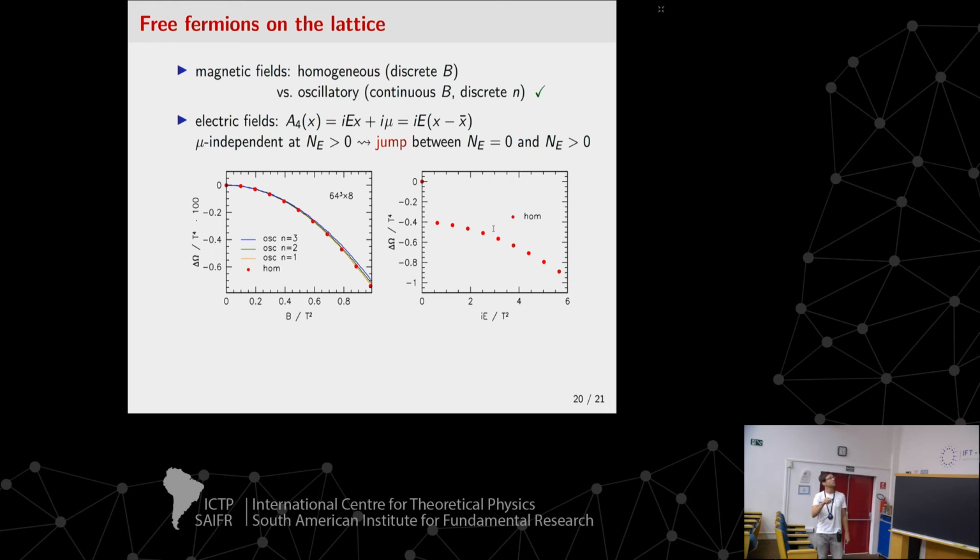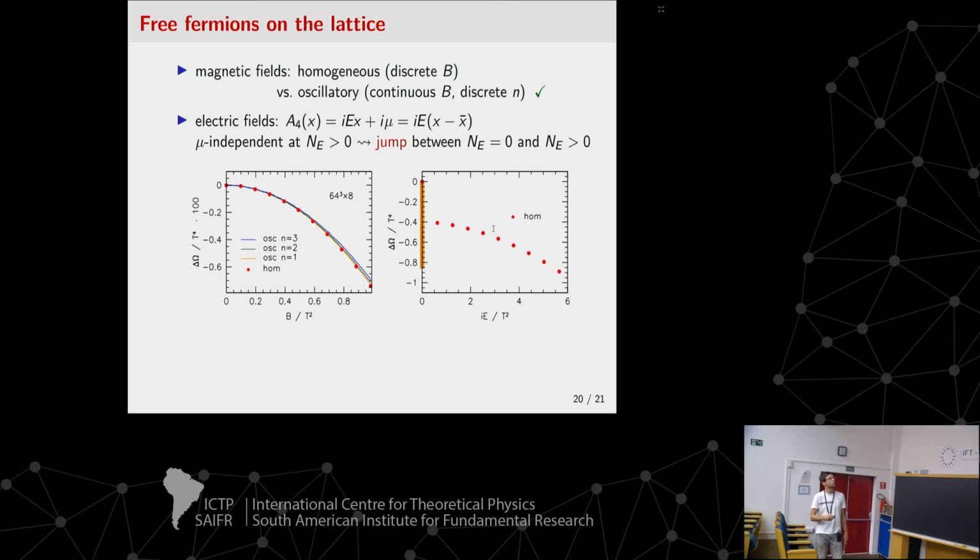The reason for that is we have to understand how the dependence on the chemical potential is. If you have a constant electric field, then A4 is iE times X. And now if you include a chemical potential i mu, then it is nothing else but a shift of the origin of your coordinate system. It's a dummy variable. There is no dependence on the chemical potential as soon as you have an electric field.